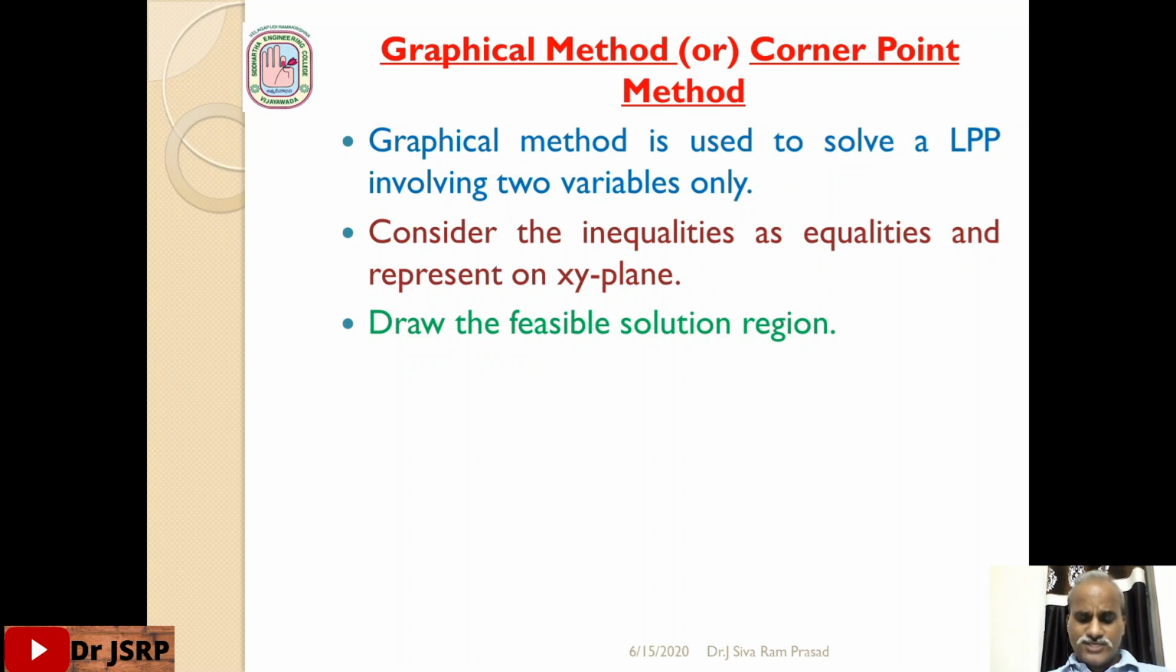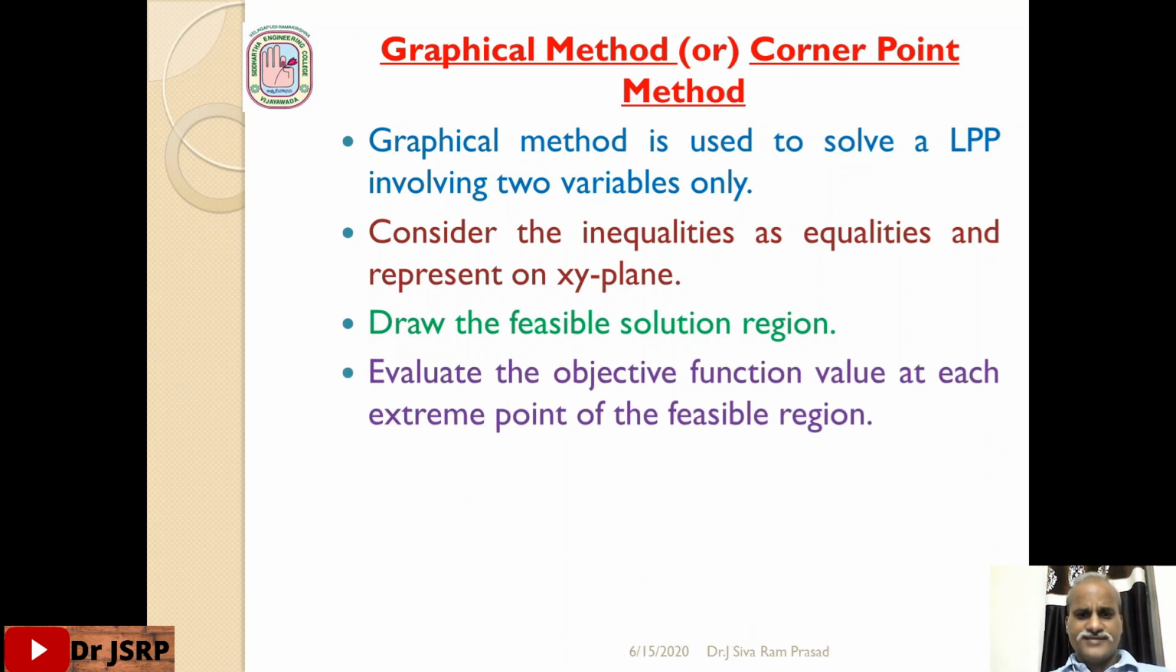For the feasible solution region, we find extreme points. An extreme point is the intersection of two lines. It does not lie on any line segment joining two other points of the feasible solution region. So that means it is the intersection of two lines. So we find the extreme points of the feasible solution region.